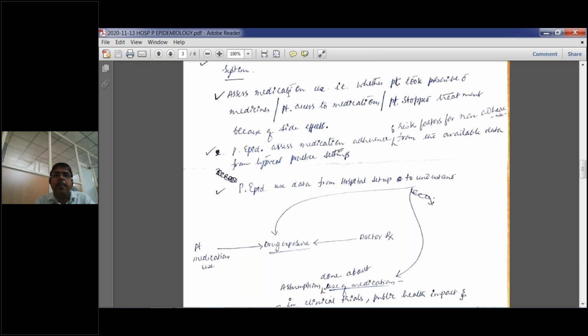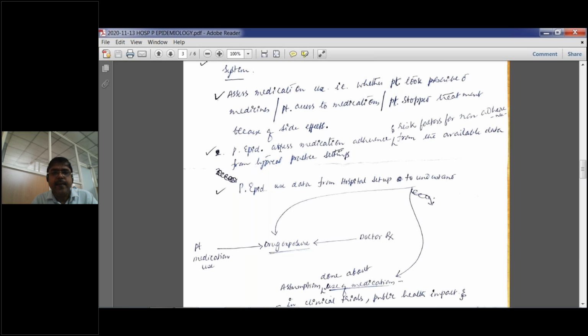Medication use means whether the patients are taking the medicines regularly, number 1, whether the patient has access to medications, and whether the patient has stopped treatment because of side effects. This can be assessed from the pharmacoepidemiology concept.